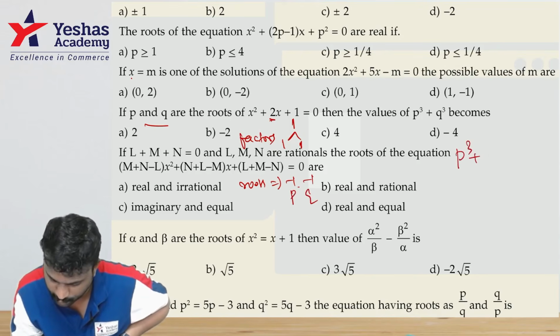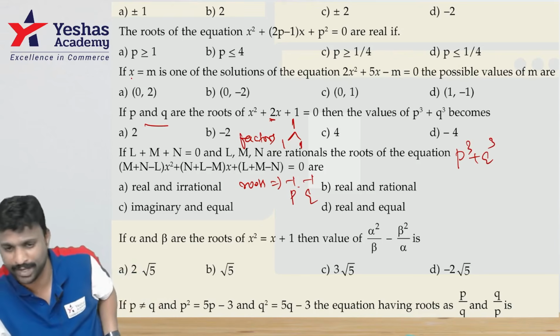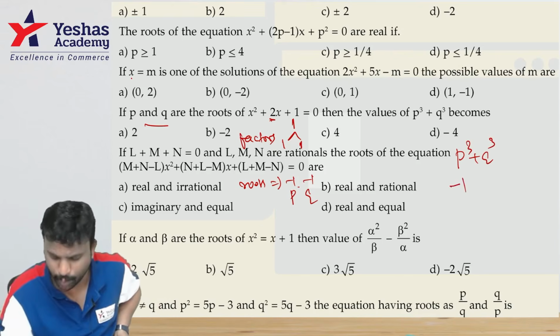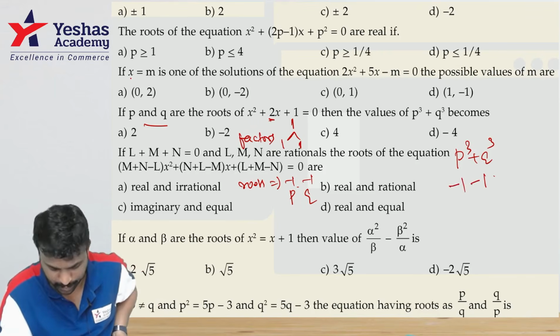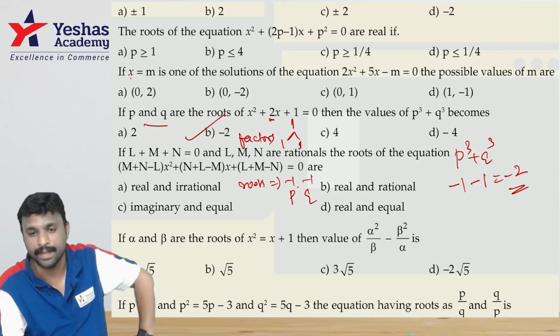Now, what we need to find out is this is P, this is Q. Guys, P cube plus Q cube we have to find out. So, roots are P and Q, minus 1 and minus 1. So, minus 1 the whole cube is minus 1, and minus 1 the whole cube is minus 1, and the result of this is minus 2. Option B is the right answer.